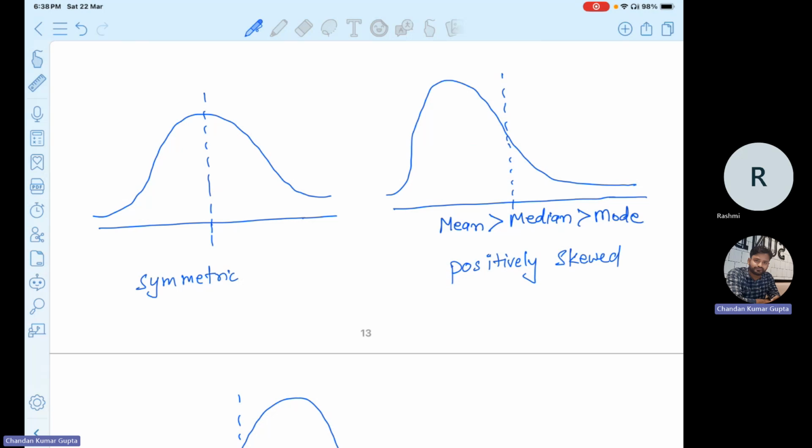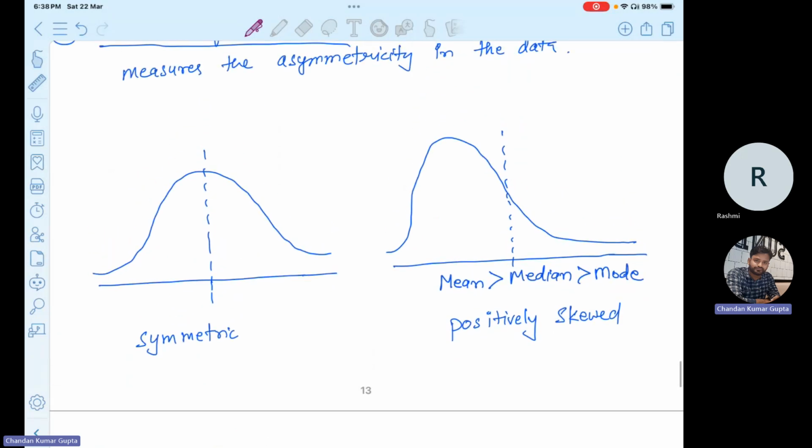Also, we have a measure, the coefficient of skewness. That is beta 1. Beta 1 is defined as mu3 square upon mu2 cube. Mu3 and mu2 are nothing but the central moments. Mu3 is the third order central moment, and mu2 is the second order central moment.